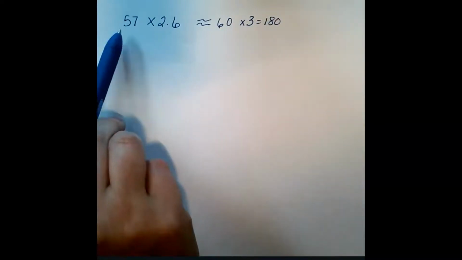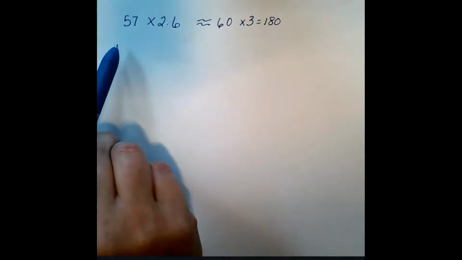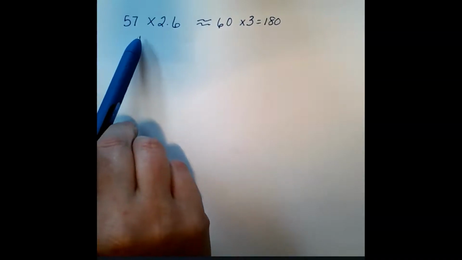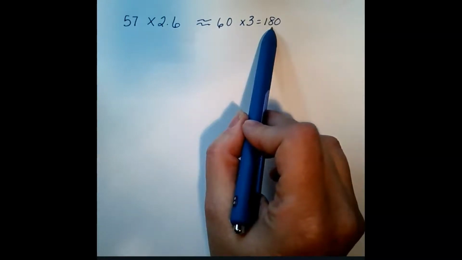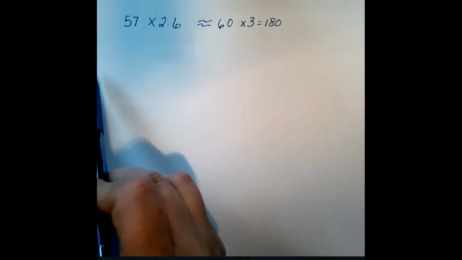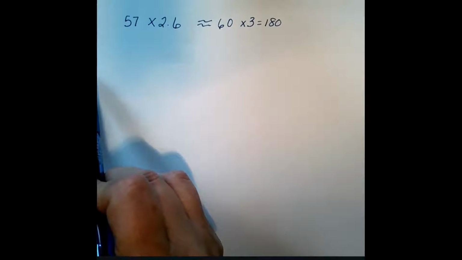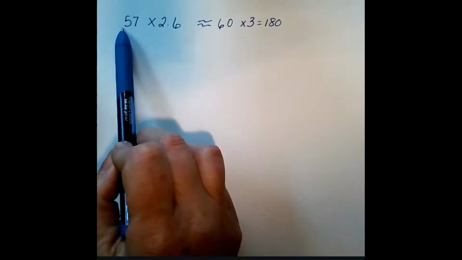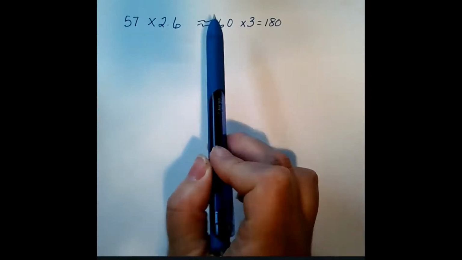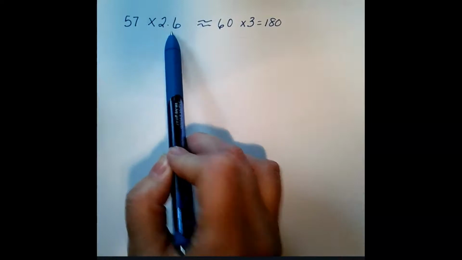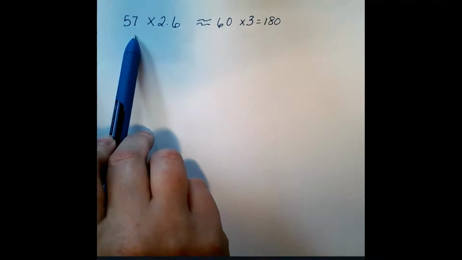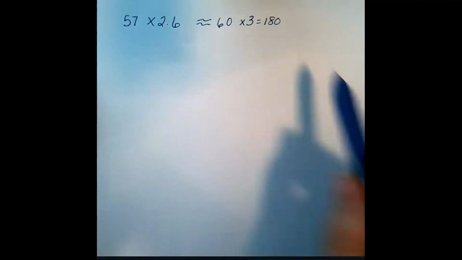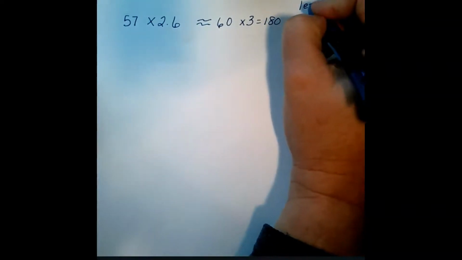Now let's look at our original problem here and see if we can determine if the answer will be greater than or less than 180. Well, I know that 57 is less than 60, and I know that 2 6/10 is less than 3. So my answer for the actual problem is going to be less than my estimate.